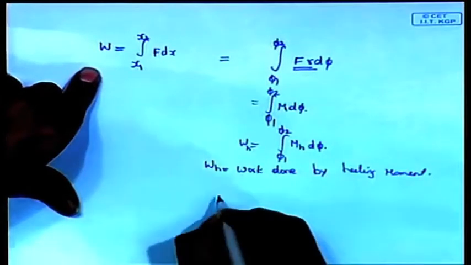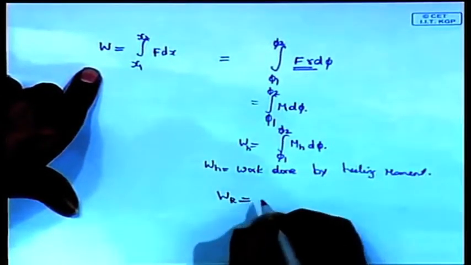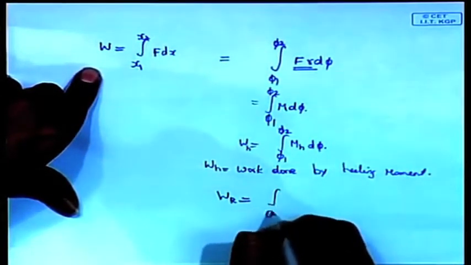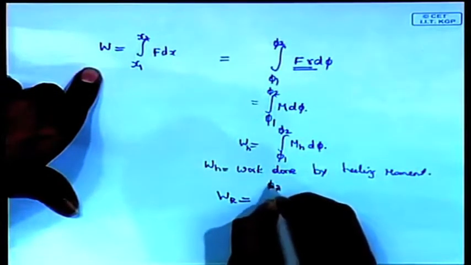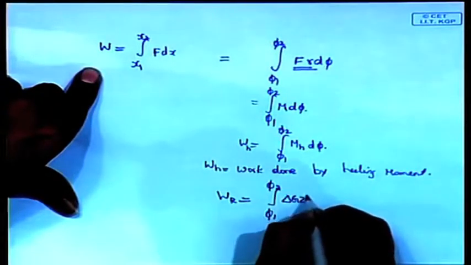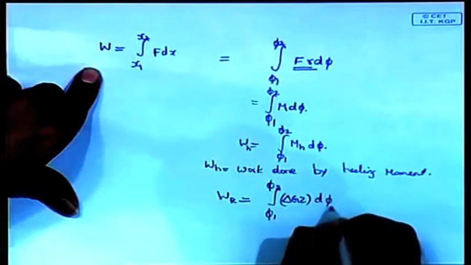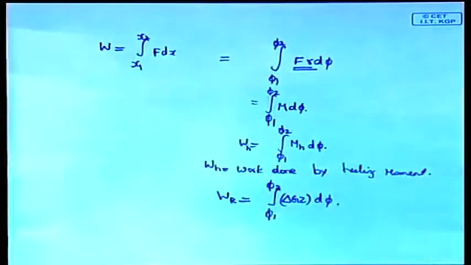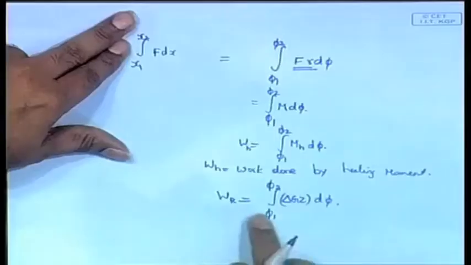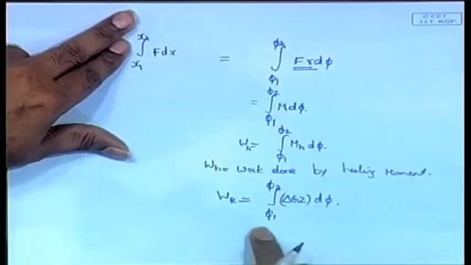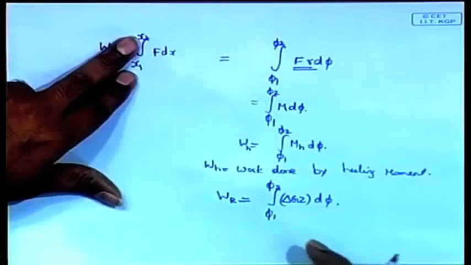Now we have one more thing, the work done by the righting moment, W_R. The righting moment, you know, is always given by displacement times righting arm. Righting arm is GZ, displacement is delta. So delta GZ gives you the righting moment. So delta GZ d phi gives you the work done by the righting arm or righting moment.